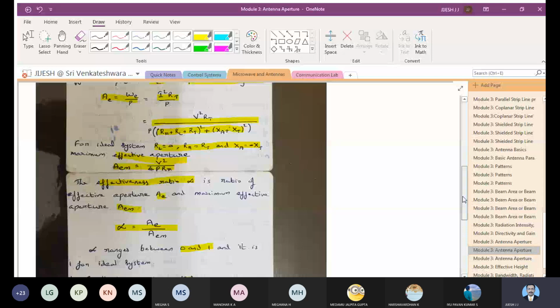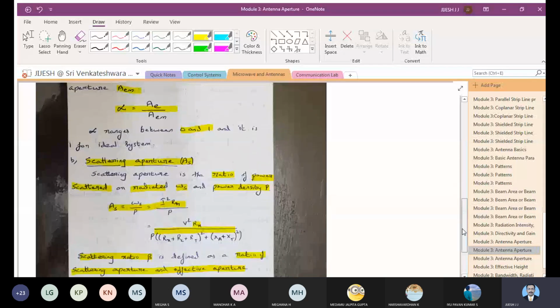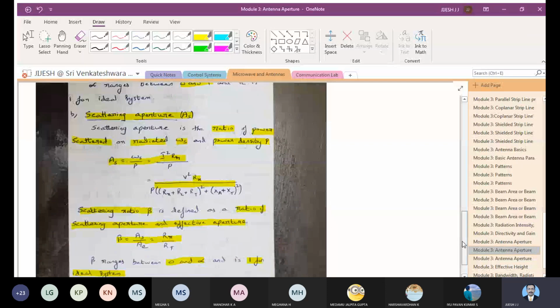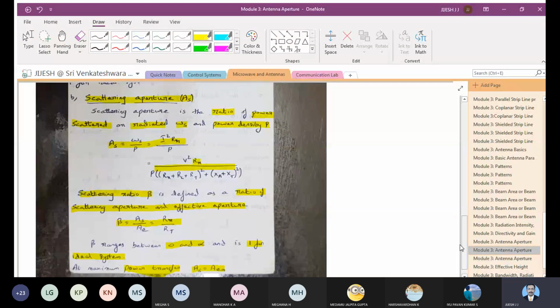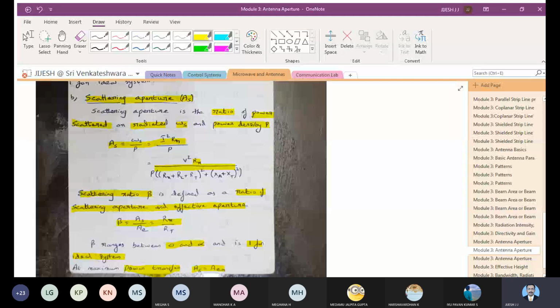Now we have the scattering aperture. It is denoted as AS, and we have written AS is equal to WS by P, and we have the scattering ratio here, that is beta, RR divided by RT. You know that alpha should be between 0 and 1, but beta has to be between 0 and alpha. So at maximum power transfer, you can write AS is equal to AEM. These were what we discussed in the previous class. Now we will continue further with the concepts in the antenna aperture.